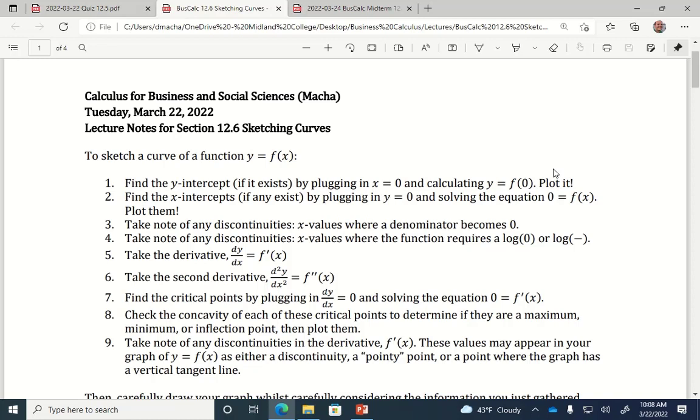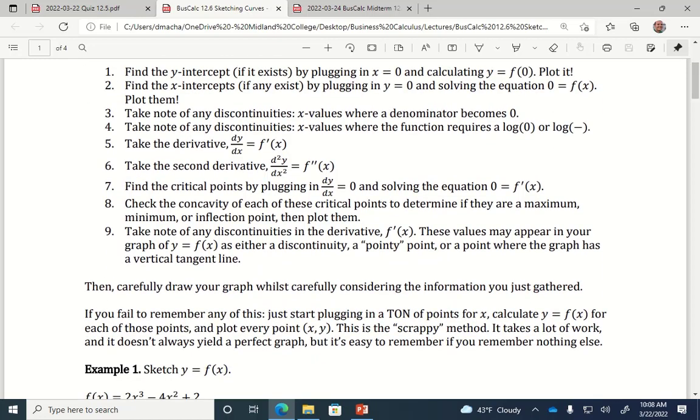Then the last thing we're going to do is notice if there are any discontinuities in the derivative that aren't actually discontinuities in the original function. If you have a discontinuity in the derivative, it could be a place where your function is undefined. In that case, it will be a discontinuity of your original function. But you could also have a pointy point in your function. So your derivative would be undefined, but your function could be well defined at that point. That's something you want to know as you're sketching your function.